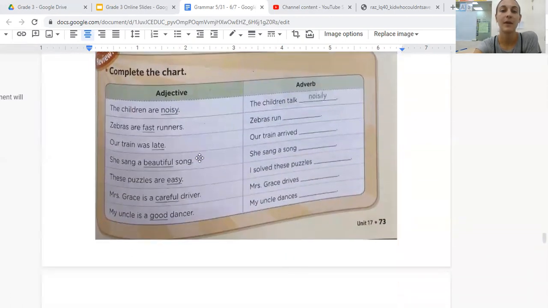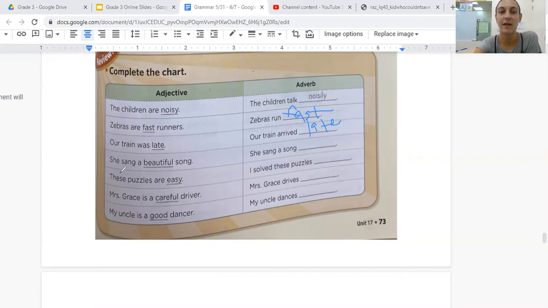Okay, here we have adjective. Here you need to change it to an adverb. Okay. So some of them are a little funky, so we'll do just this one here. Zebras are fast runners. Zebras run fast. We never say fastly. It's like they're trying to trick you here. I don't want to trick you. Our train was late. Our train arrived late. That one too. Another trick.